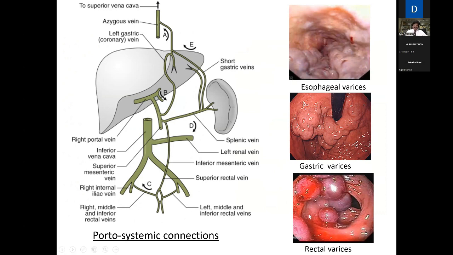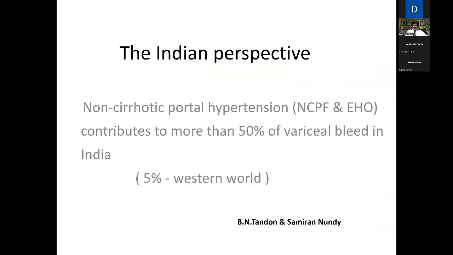And in the rectal area, there are rectal varices. They're all manifestations of the bulging of the portal venous system and the portosystemic anastomosis. That is one area, the lower end of the esophagus with the short gastric veins, and these are the middle and inferior rectal veins.